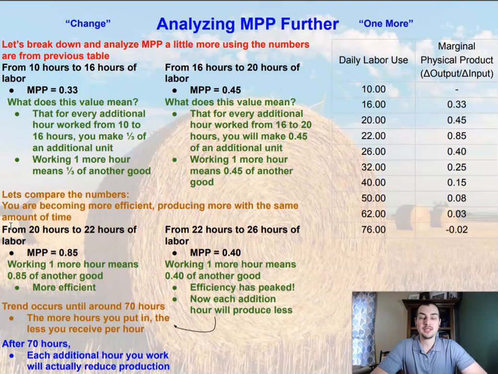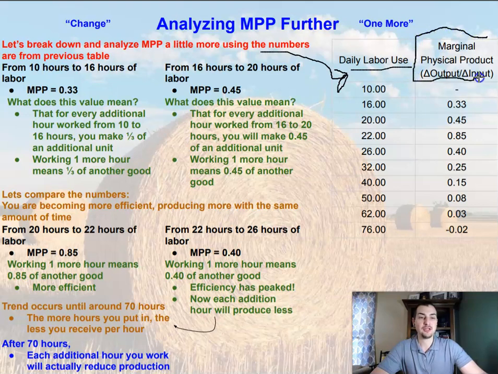Well, we have to really get into marginal physical product and truly understand that marginal physical product is adding one more input. It's that change. It's the change in output from adding one more unit of input. So we're going to dive into it and analyze it a little bit further. We're going to use the numbers from the previous table. Remember, we were looking at daily labor use and total output, and we could use those to calculate this marginal physical product.